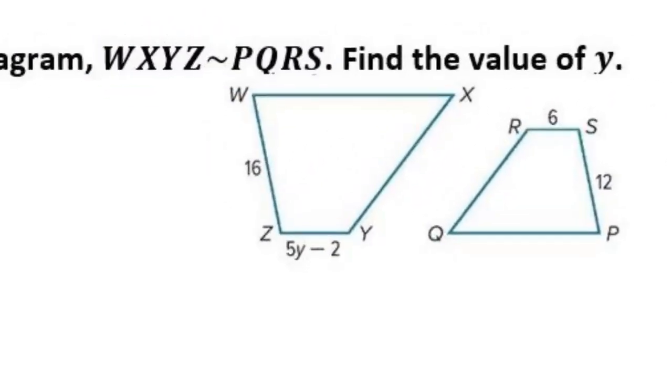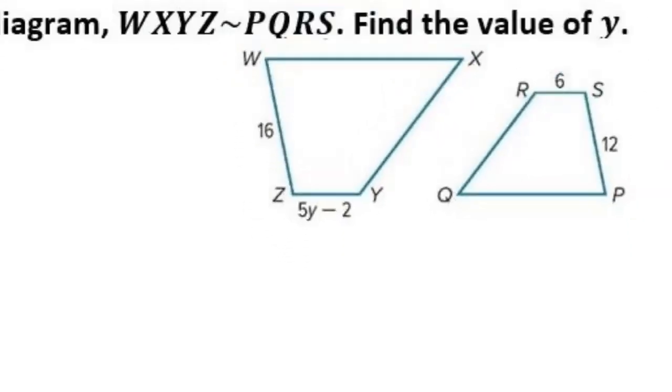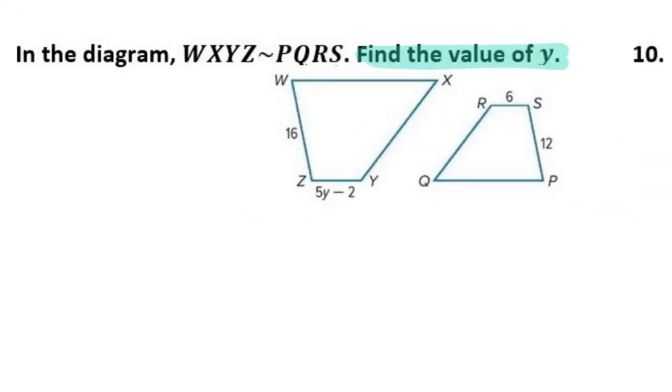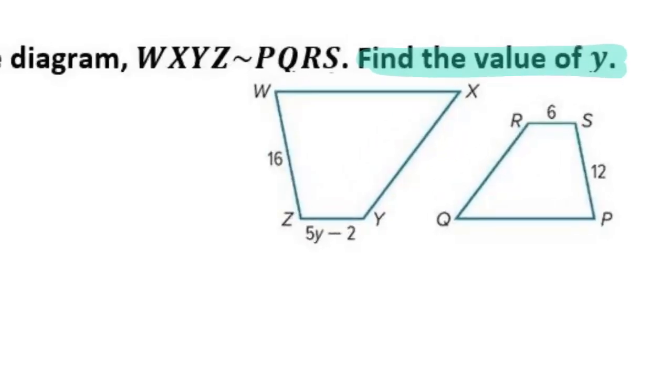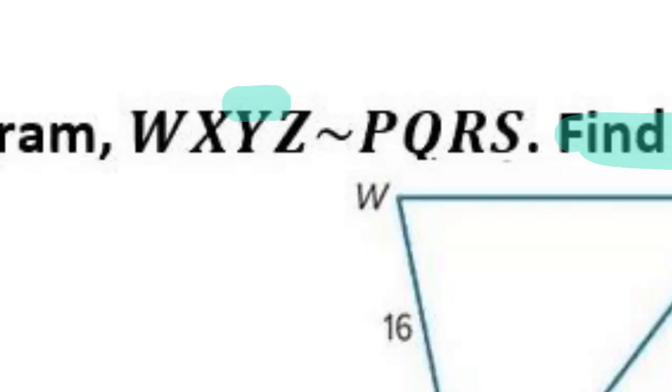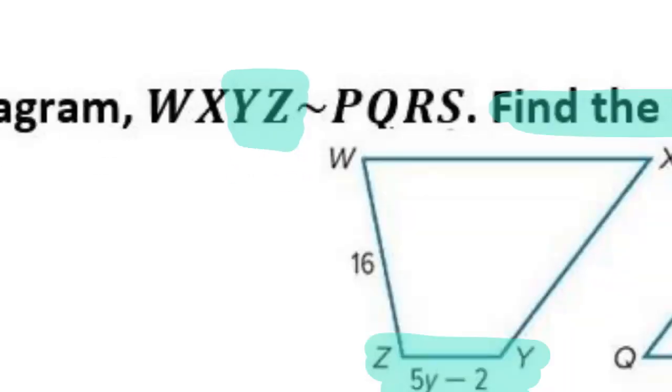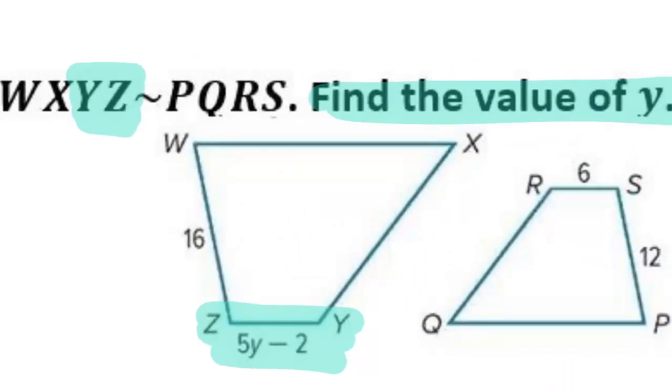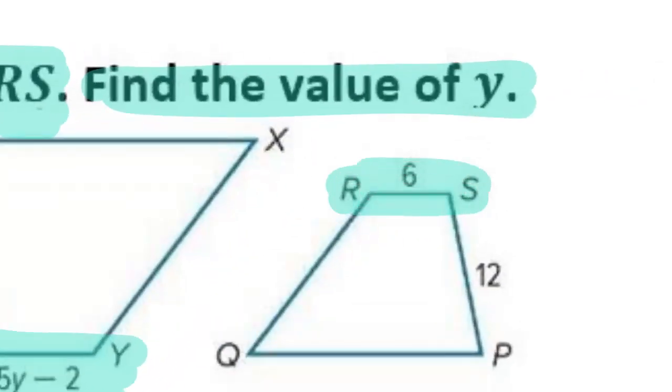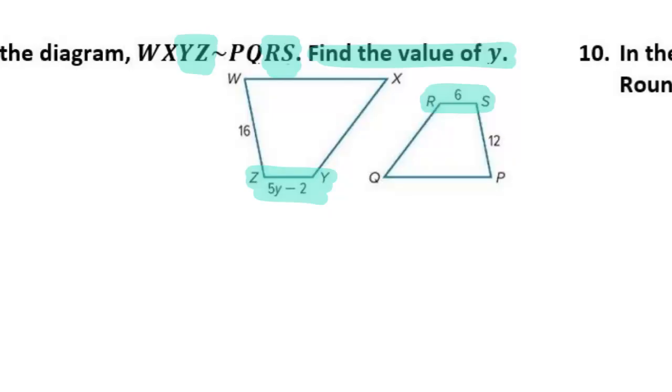So I'm going to look at my similarity statement. First thing I'm going to do is find y, since it says find the value of y. Where is y? It's on the first trapezoid. Where on the first trapezoid? On the bottom, right here. It's side ZY, right? Well, ZY, when I look at my similarity statement, is the last two letters here. So what would it have to correspond to on the other trapezoid? RS. Last two letters, last two letters. So these two sides will make a fraction together.